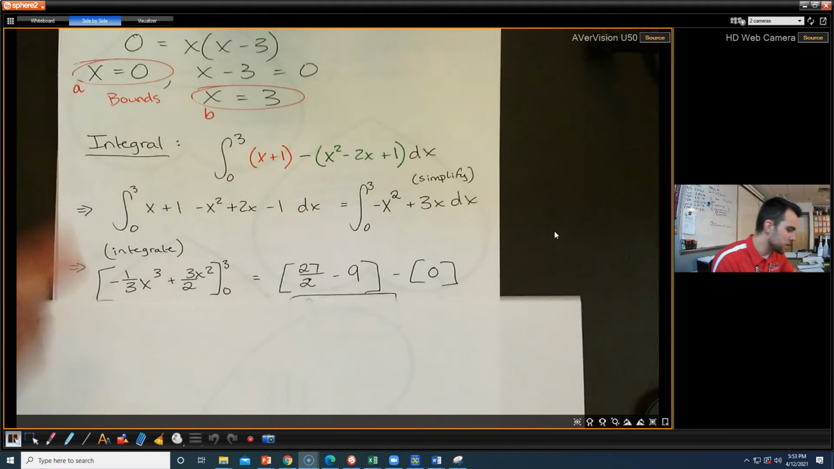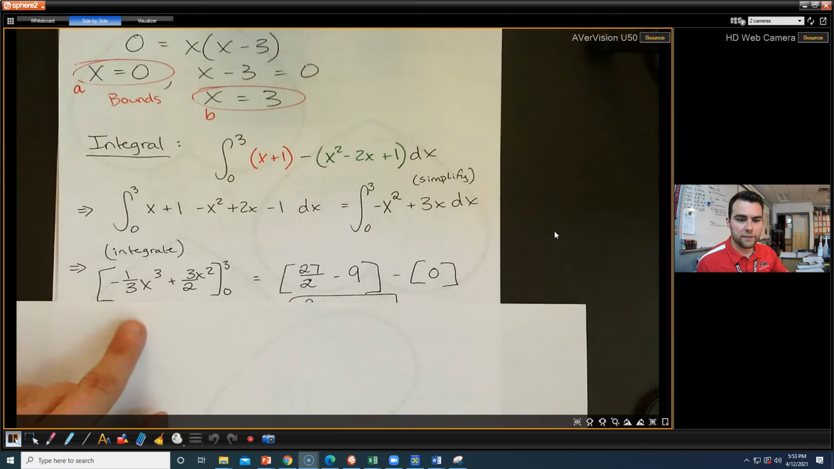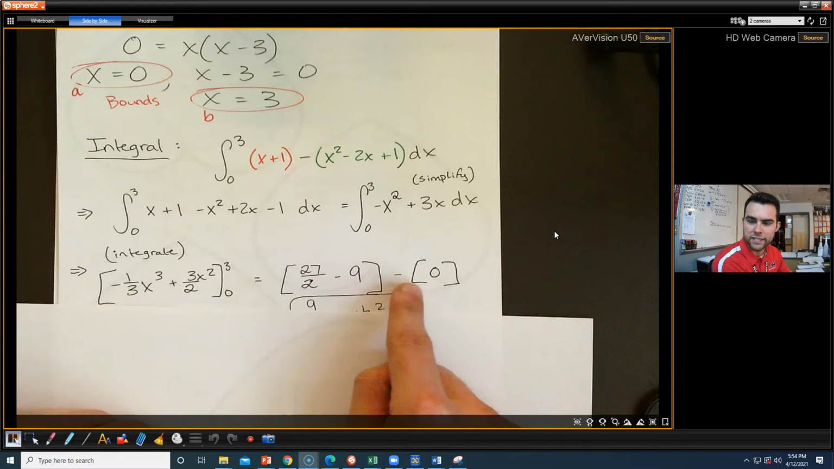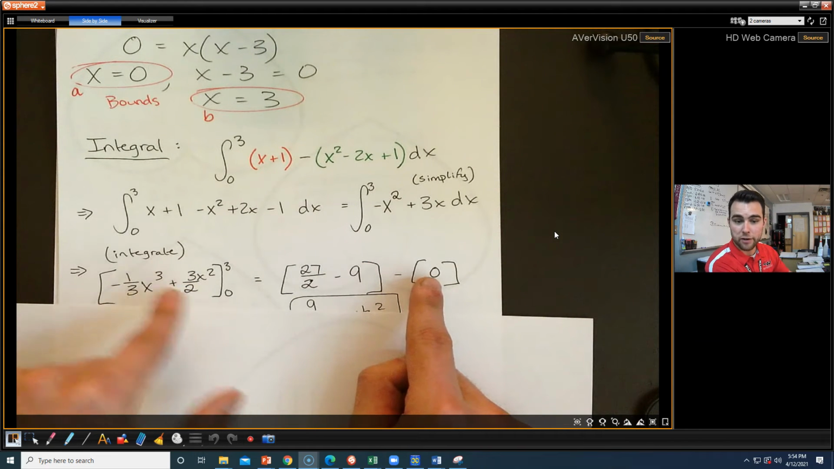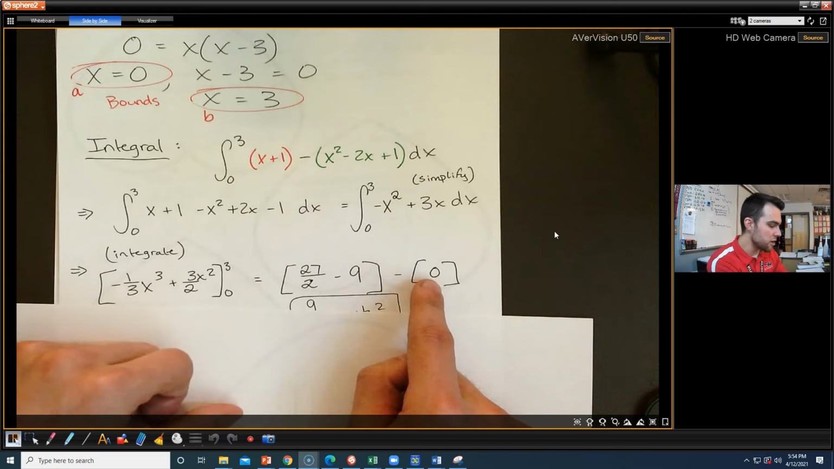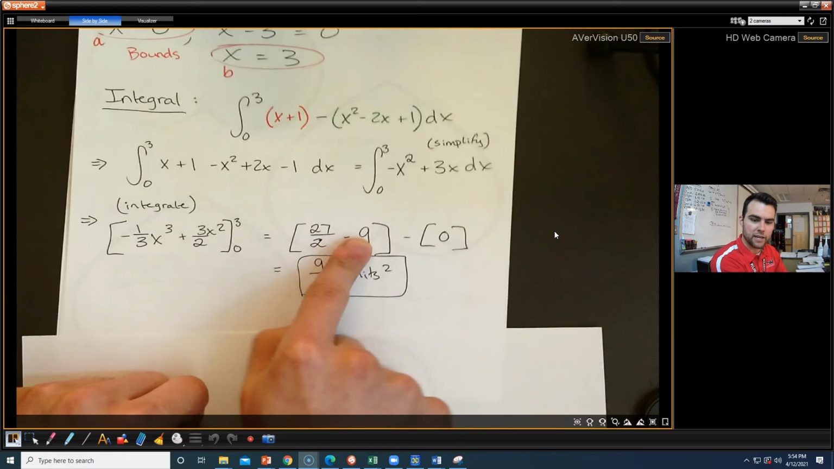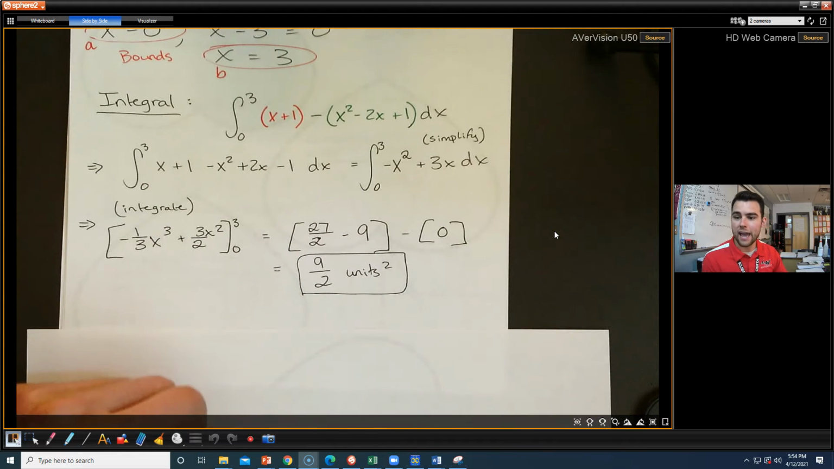We go ahead and do that, and I get this function back, evaluating from 0 to 3. I plug in 3 and get these values, minus, when I plug in 0, obviously that's going to be 0. I simplify this a little bit. I can turn this into 18 over 2, and when I subtract, I end up getting 9 halves units squared. That would be my area between those two curves.